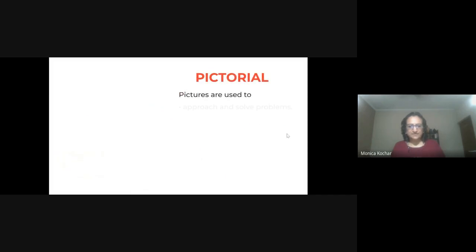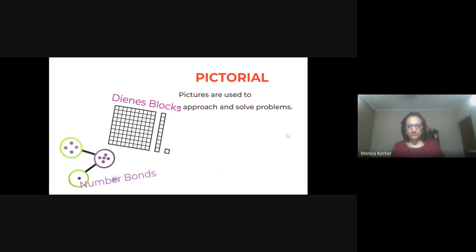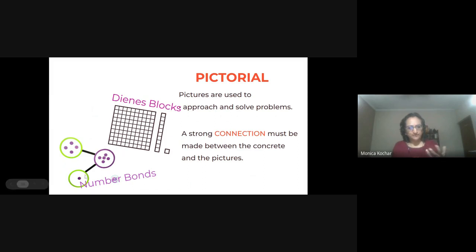The second part of CPA is to use pictures to approach and solve problems. The pictures can be the same as the concrete objects drawn, or they can be different, like number bonds. The pictorial method is unbelievable, even in middle and senior school. Anytime a child is not understanding a concept of math, you can ask them, can you draw it for me? If a child says, I don't know how to solve this word problem, let's draw the word problem. Slowly in middle school, concrete drops away, but pictorial is one strong foundation that should stay with the kids till grade 12.